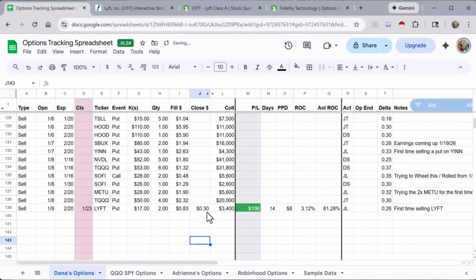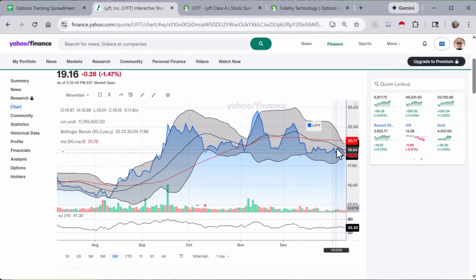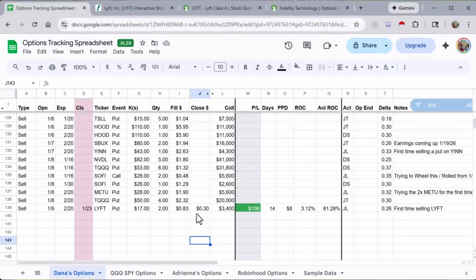So if it goes to 30 cents in the next 2 weeks, the way that would happen is if the price of Lyft would shoot back up a little bit. And when I say shoot back up, I mean if it came back up here to, let's say, $20 or $20.50. If that happens, then the price of the option is going to become more worthless, which is good for me because I want to buy it back cheaper, and then I make this profit.